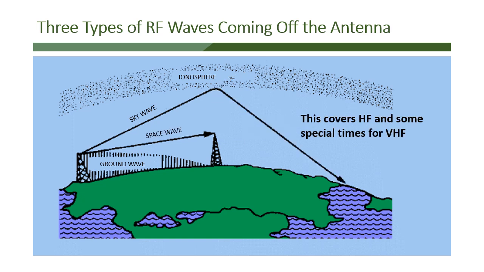Now at the HF frequencies that we just mentioned, we have a sky wave that has the ability to be bounced off the ionosphere, hit those little mirrors and be reflected down. And of course, this also applies to some special times, as I mentioned before, for parts of the VHF spectrum.